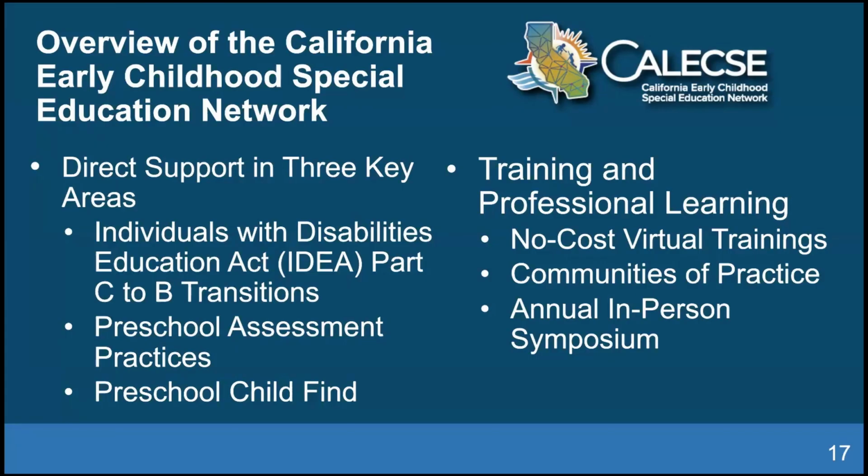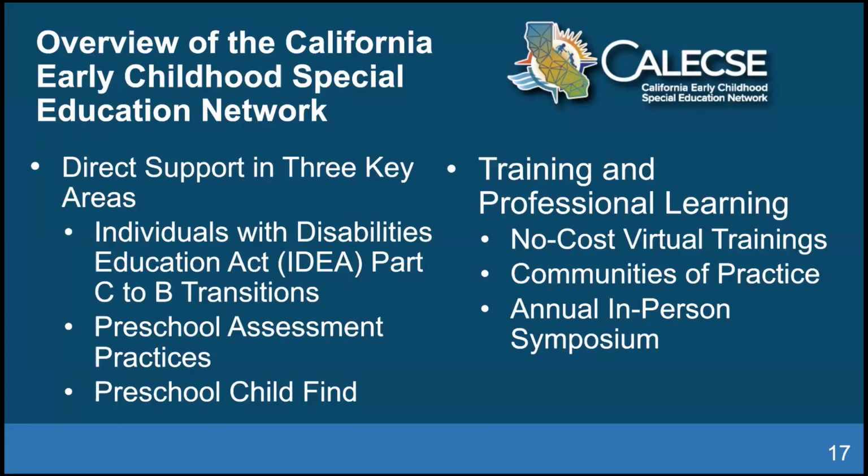In addition, Cal ECSE convenes an annual in-person symposium that brings together practitioners, leaders, and partners from across California for deeper learning, networking, and innovation. This event reinforces the importance of collective responsibility and cross-system collaboration in building inclusive early childhood systems that are effective, equitable, and sustainable.